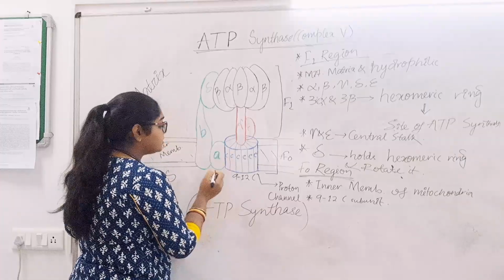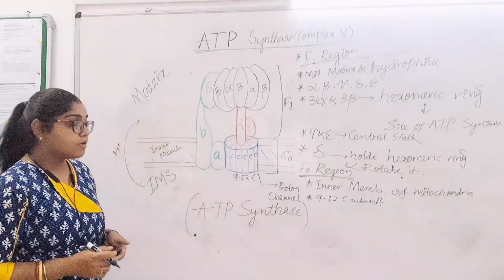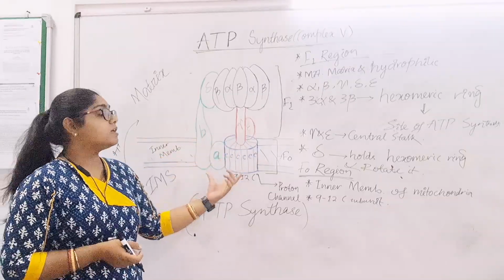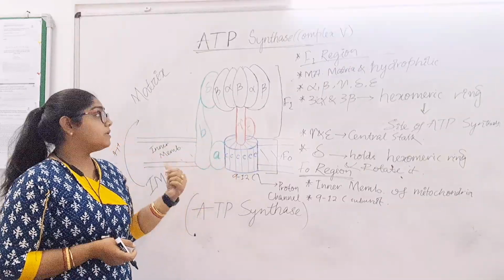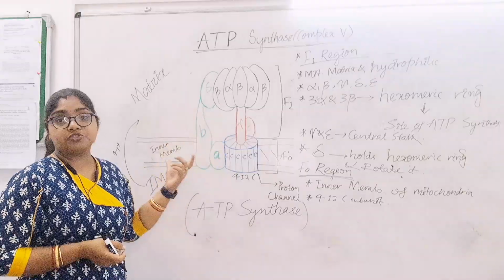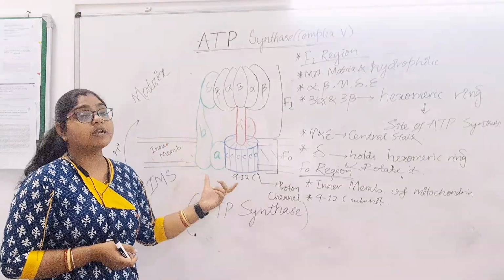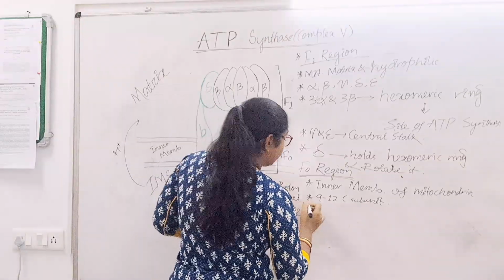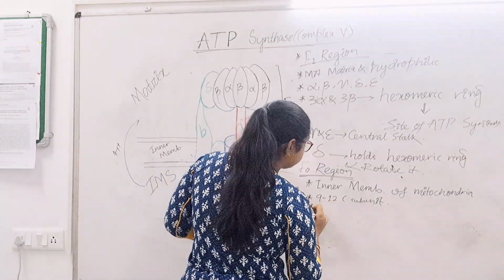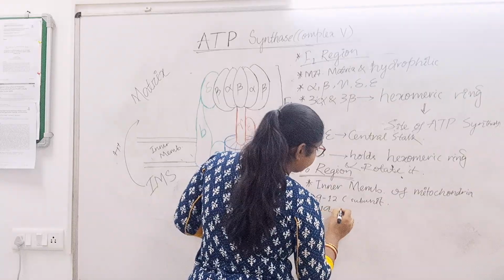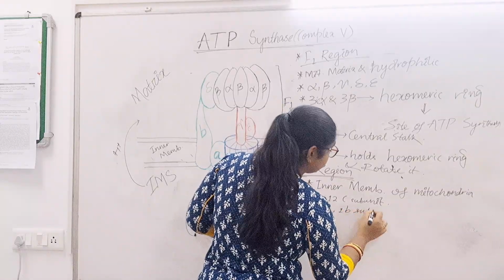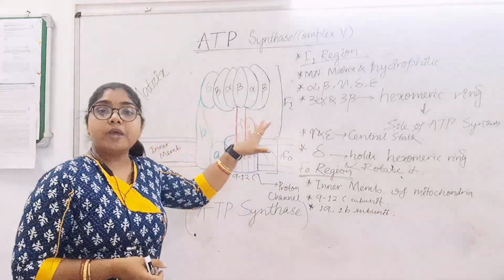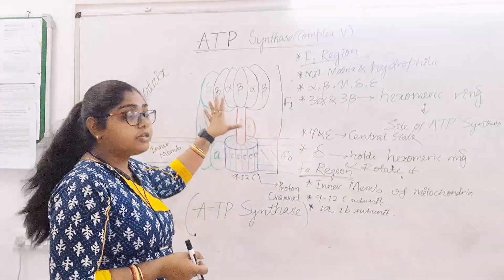Now there is another subunit, that is A subunit. Okay, A subunit and B subunit. A subunit is connected with the C ring, and B subunit, they form an arm-like structure which connects to the F1 and F0 region. So if you look at it, the F0 region contains 9 to 12 C subunits, one A subunit, one B subunit. So there are 2 points where F1 and F0 connect with each other.